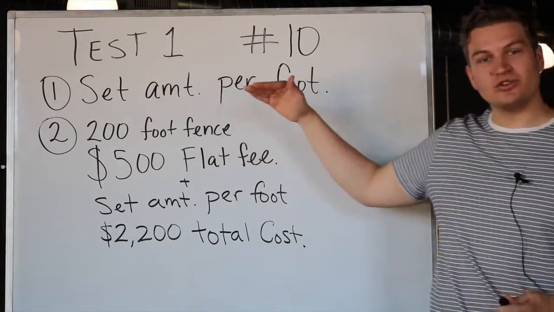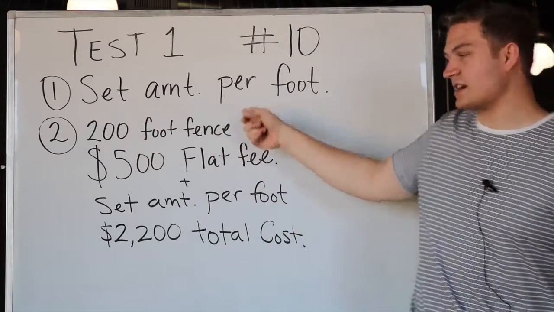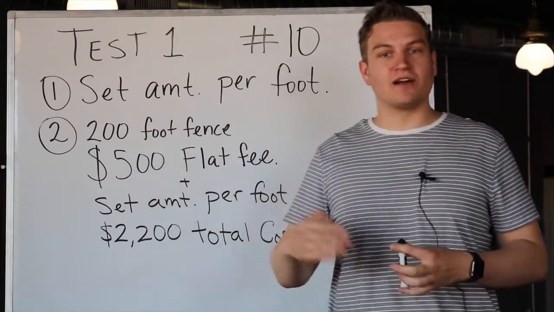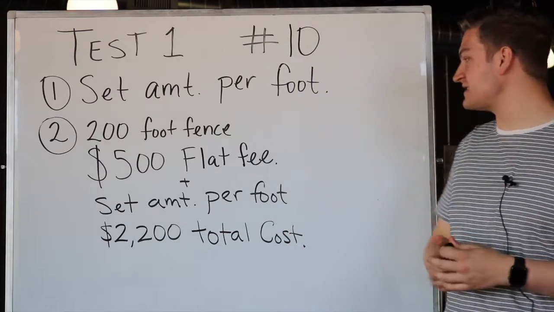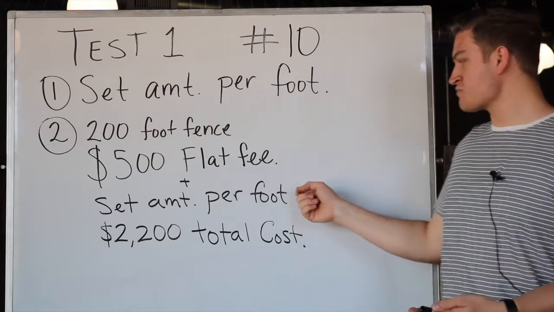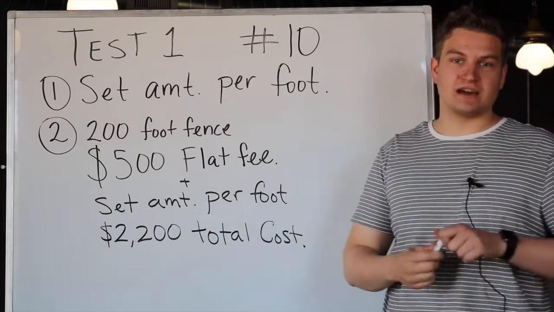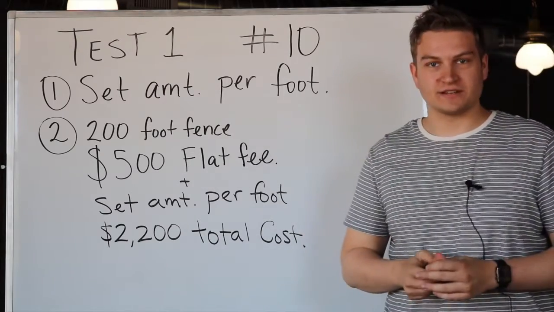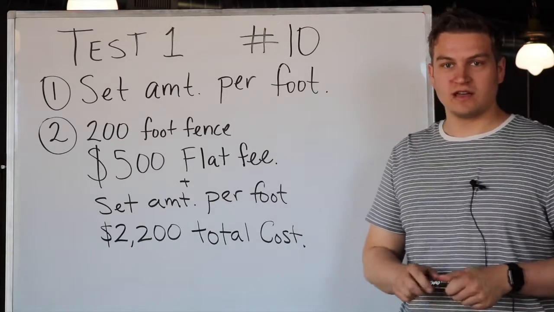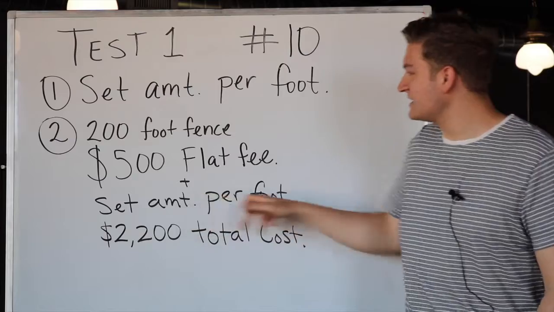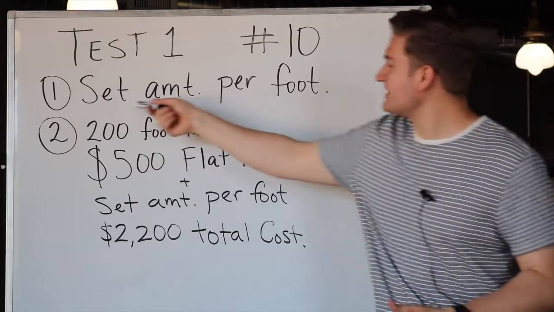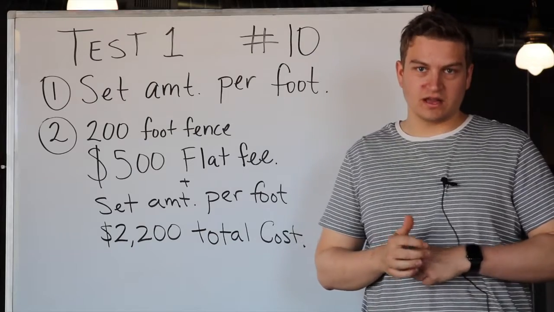And as you read through and ask yourself, what do I know? You'll notice that somebody's wanting to buy a 200-foot length of fence. It also tells you that this fencing company charges a $500 flat rate every time you buy any length of fencing. And then they add to that flat rate a set amount per foot of fencing that you order. The estimate from the fencing company was that this 200-foot length of fencing would cost $2,200 total. $2,200 in fencing: $500 flat rate plus this set amount for a 200-foot length of fencing. And we want to know, what is the set amount per foot of fencing?